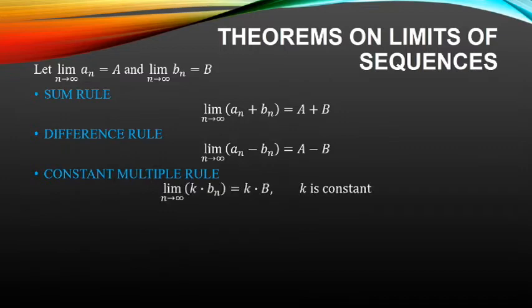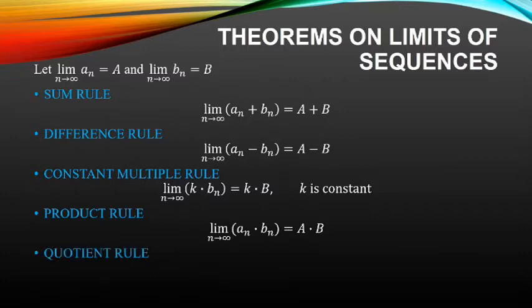Constant multiple rule, the limit of the product of a constant times a sequence is equal to the constant times the limit of the sequence. Product rule, limit of the product is equal to the product of the limits. Quotient rule, the limit of the quotient is equal to the quotient of the limits, as long as the limit of the denominator is not equal to 0.